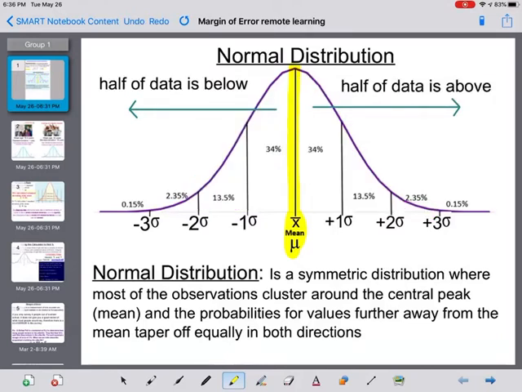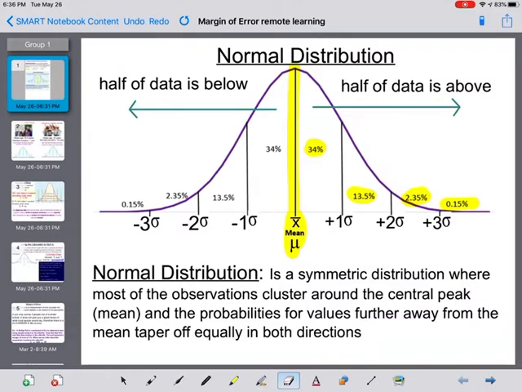Normal distribution is a symmetric distribution where most of the observations cluster around the central peak and the probabilities for values further away from the mean taper off equally in both directions. Notice how low the percentages are, okay? Now, if I add up all the percentages on one side of the average, guess what they're going to add up to? Did you guess 50%? You were right. Add those numbers up. 34, 13.5, 2.35, and 0.15. That's 50% of the data. Other side, the other 50%.